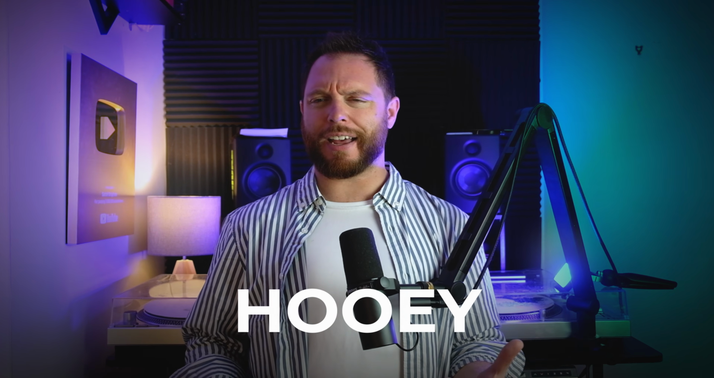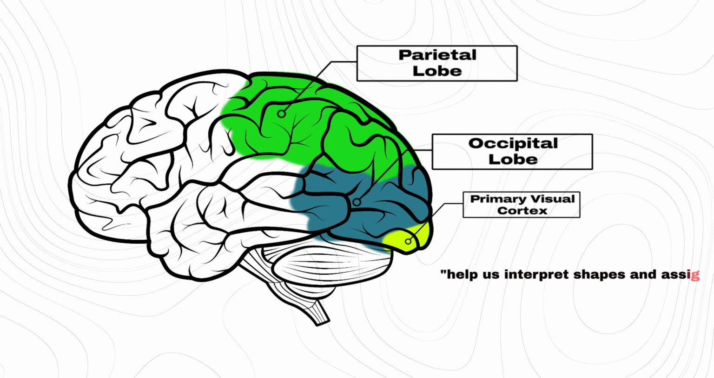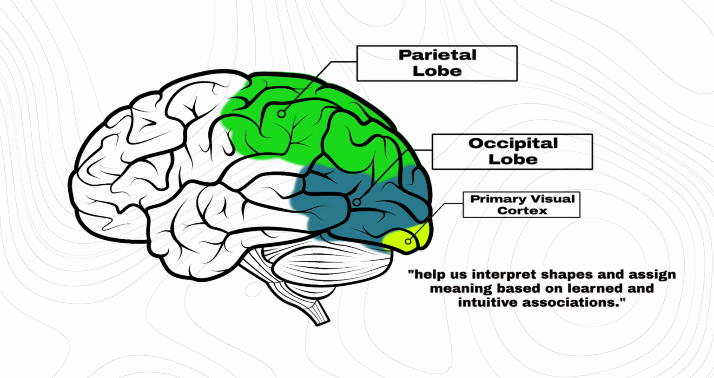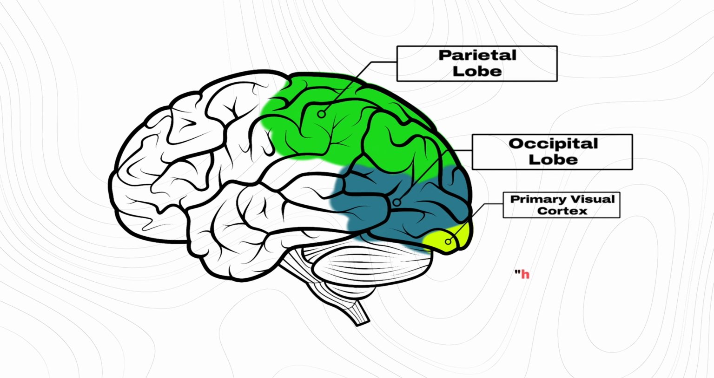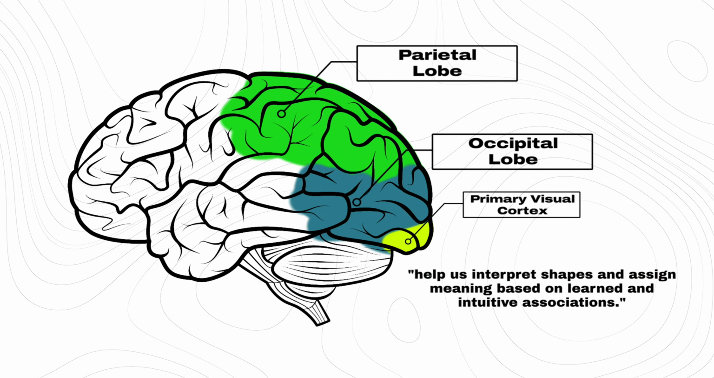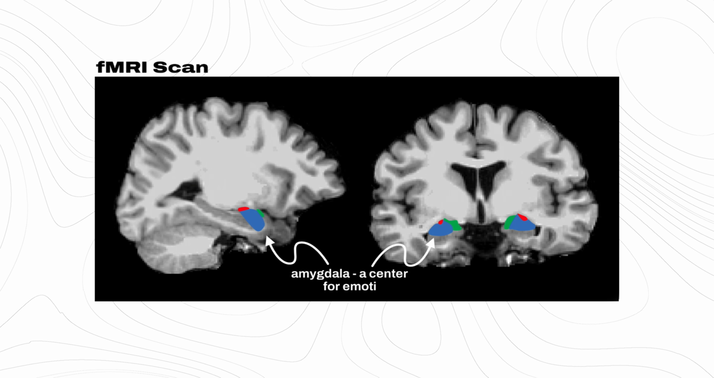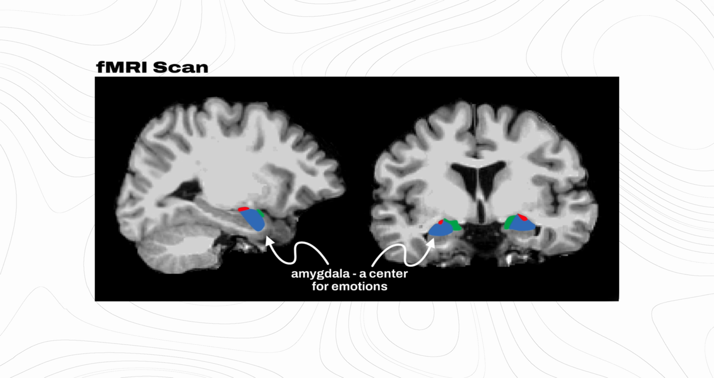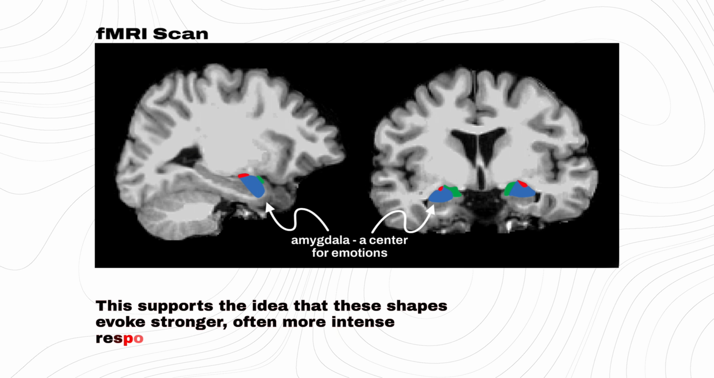And now, to dispel the myth that shape psychology is a bunch of hooey and doesn't have any place or relevance in reality and graphic design, because it does. Now, it's been shown in scans that the brain has dedicated areas for processing basic visual elements, including shapes. The primary visual cortex and regions of the optical and parietal lobes help us interpret shapes and assign meaning based on learned and intuitive associations. For example, fMRI scans show heightened brain activity in the amygdala, a center for emotions, when viewing angular or sharp shapes. This supports the idea that these shapes evoke stronger, often more intense responses.